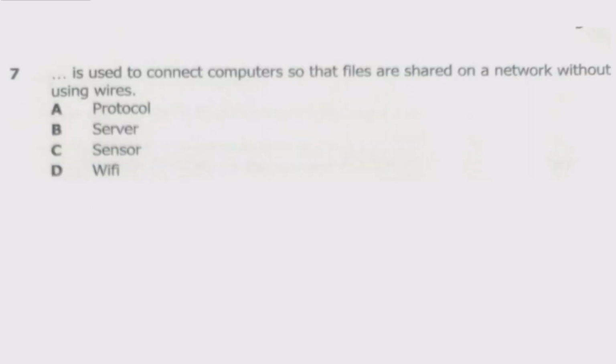Okay. Question 7 is as follows. Dash is used to connect computers so that files are shared on a network without using wires. A, protocol. B, server. C, sensor. D, Wi-Fi. So what is connected to the computer to share files is Wi-Fi, which is D. D is the correct answer.